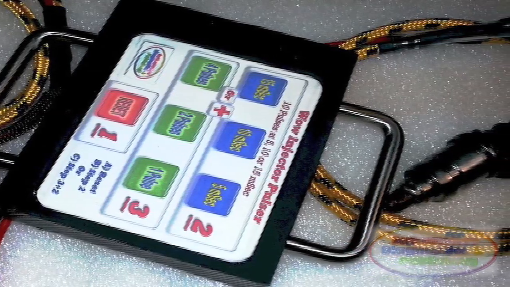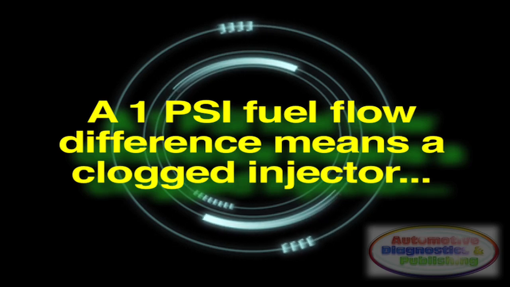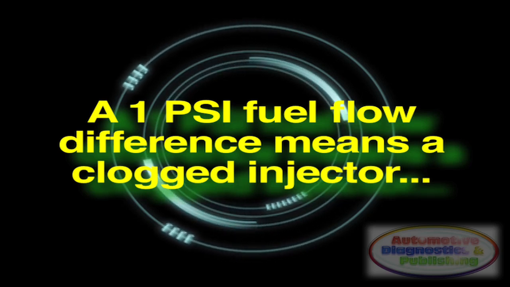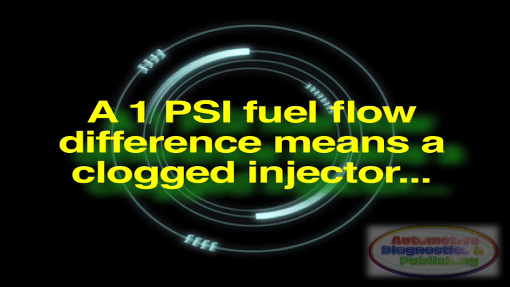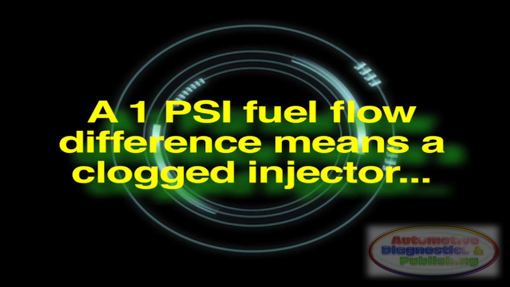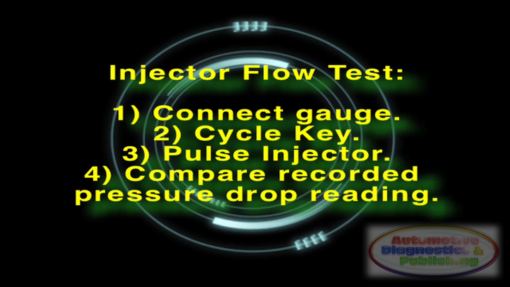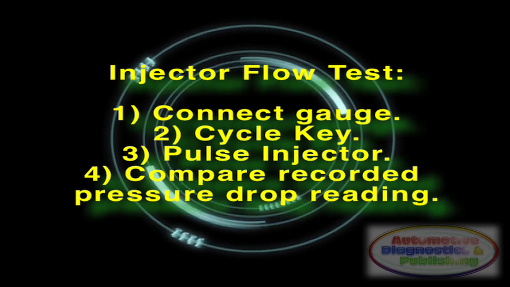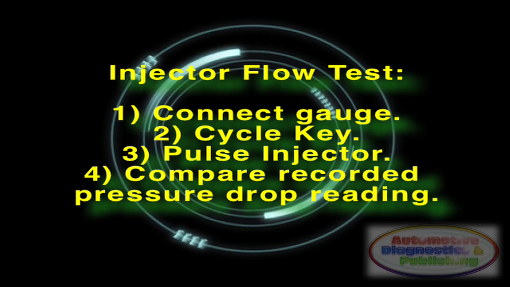The issue is that a 1 psi injector flow difference is the key to ruling out or not the fuel injector as the culprit. So, the issue is also that the flow test needs a very accurate injection pulse. So, to do the fuel flow test, you connect your trusty fuel gauge, engine off, cycle the ignition key to pressurize the system, then using the Wow Injector Pulser tool, you actuate the injectors.